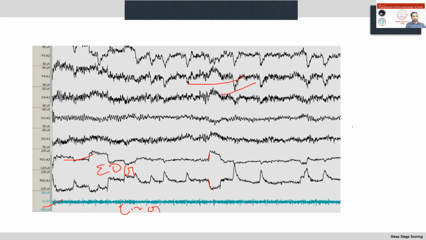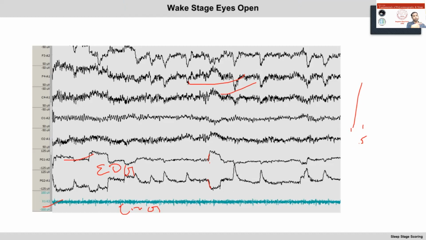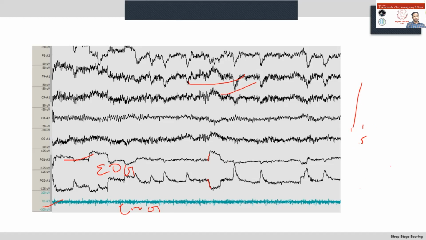Rapid eye movement is when the initial deflection is less than 500 milliseconds, or 0.5 seconds. If the eye moves suddenly and the first deflection is less than or equal to 500 milliseconds, or 0.5 seconds, that movement is called rapid eye movement. If it is more than 500 milliseconds, it is called slow eye movement.